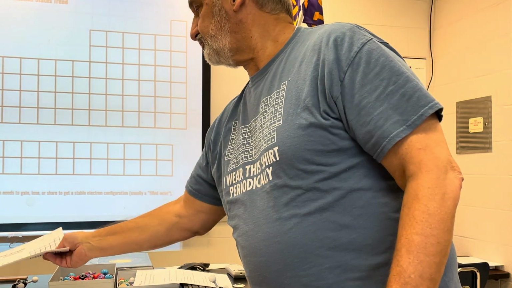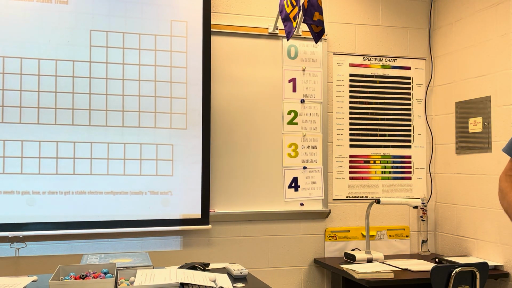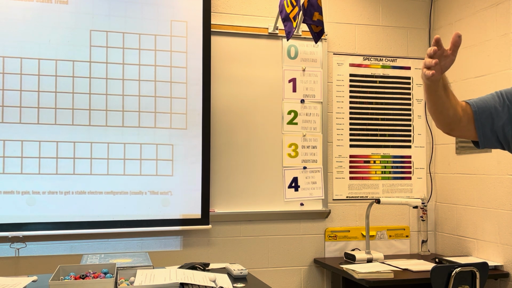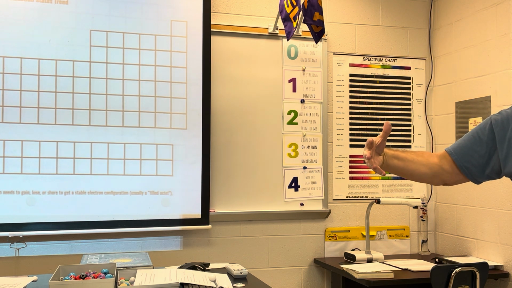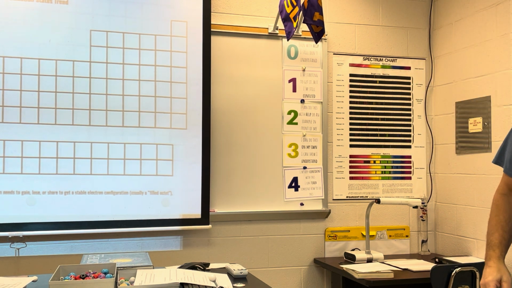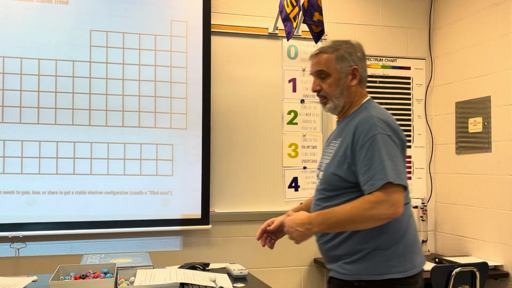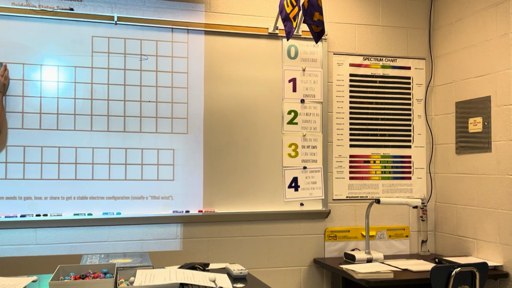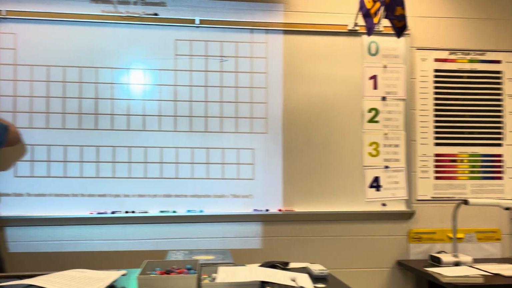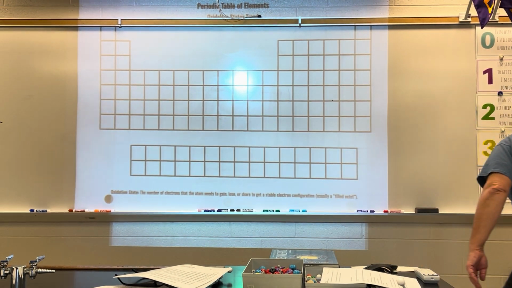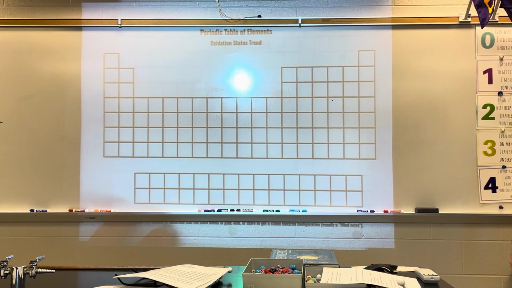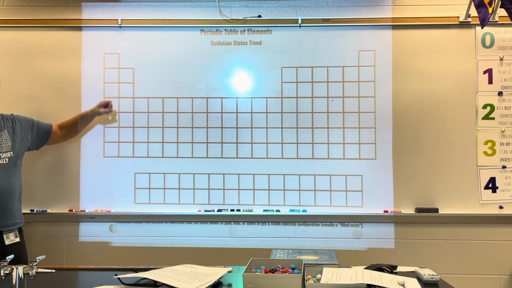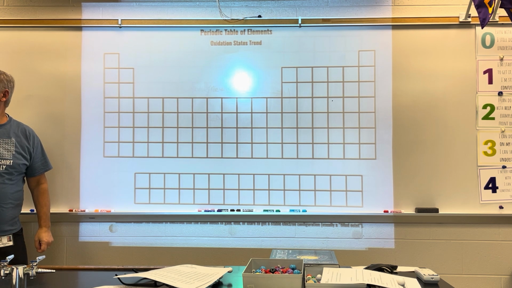Okay. Now look. So we gain or lose. The oxidation state tells me how many electrons an atom tends to gain, lose, or share to get to that noble gas configuration. We've already talked about it. Group 1. How many electrons do they need to gain, lose, or share to get to be a noble gas? Needs to lose 1. Group 1.